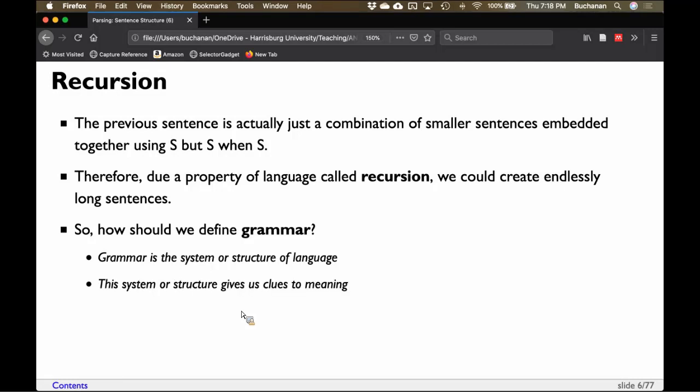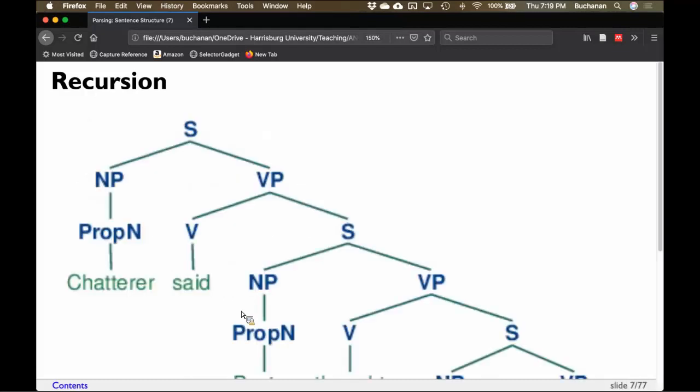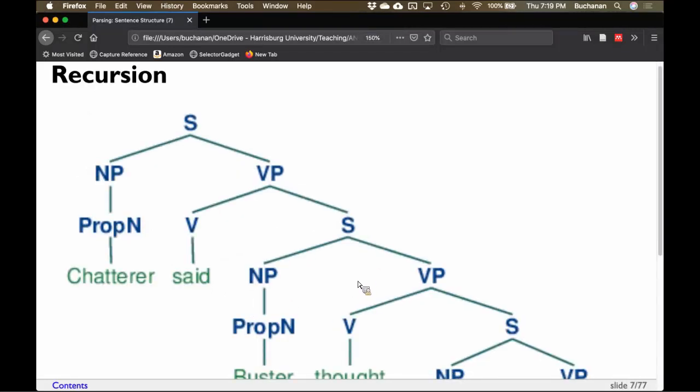Like, I kicked the ball. Yes, subject, verb, object. And that structure, especially word order, gives us clues to the meaning. So who's kicking? Me, because I came first.